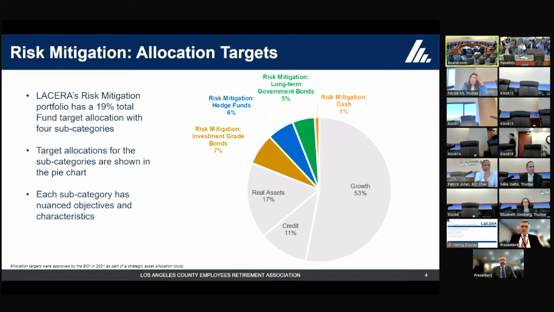This page shows the allocation targets for the risk mitigation category. The colorful slices of the pie chart show that together they comprise 19% of the fund's target allocation. However, you might recall from last month's total fund performance report that although the category represents 19% of the dollars invested, it represents only 3% of the total fund's risk. This provides clear evidence of the category's risk mitigation qualities. Now, before we dive into how each component performed last year, let's set the stage by reviewing the economic backdrop.